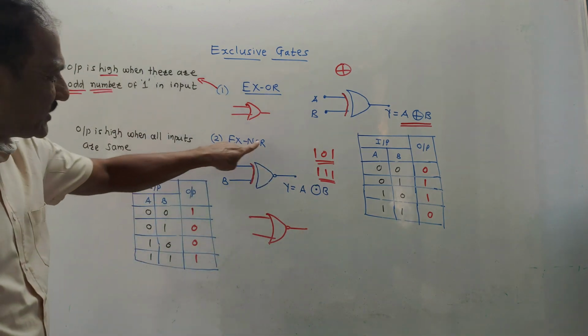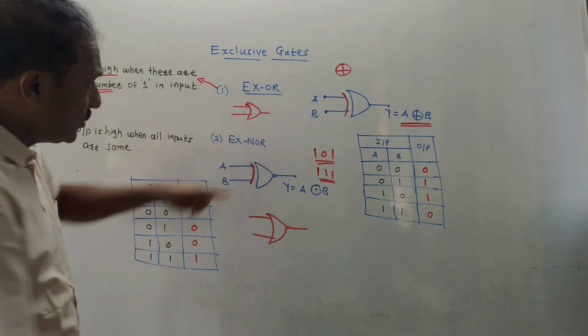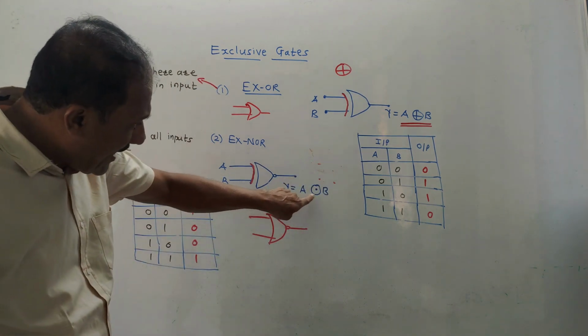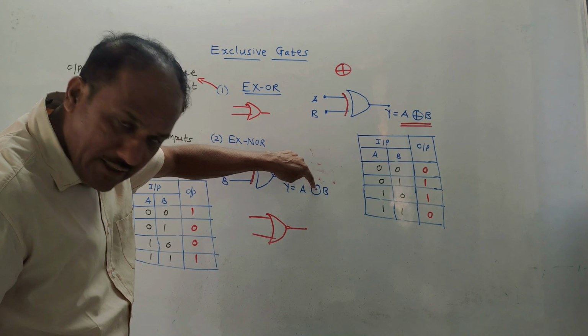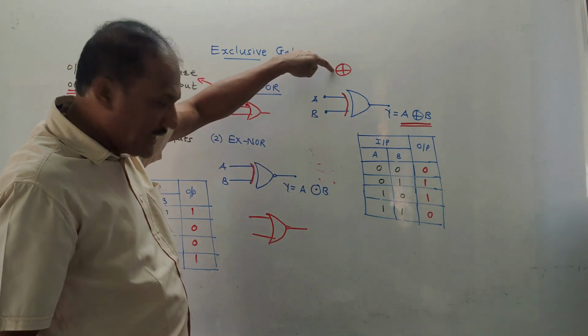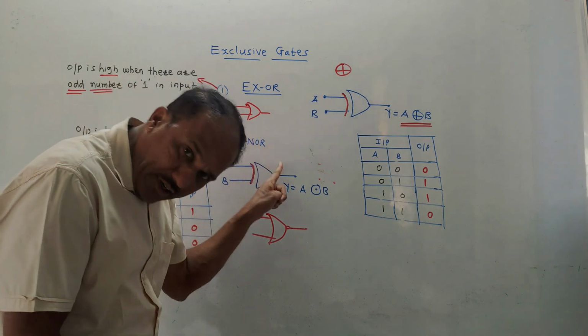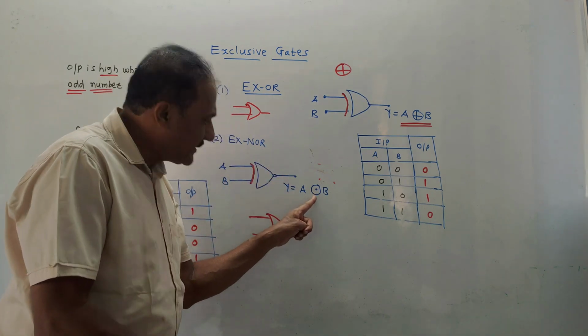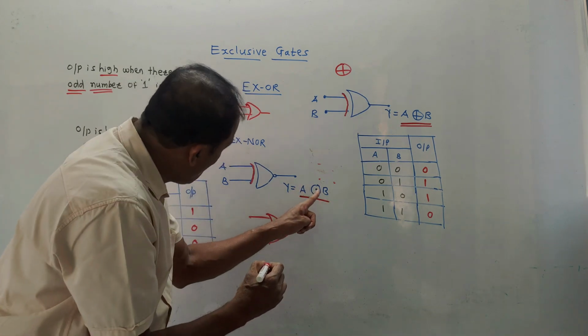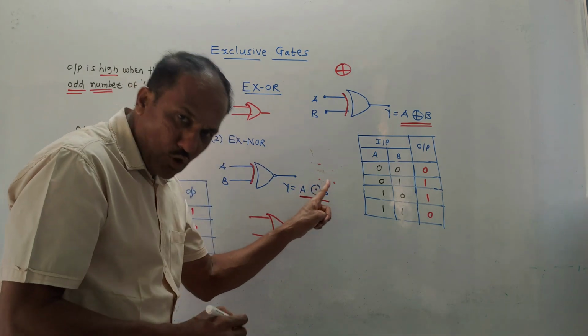It becomes the XNOR gate. Now for the XNOR gate, the output is represented by the symbol A, then draw a circle and mark a dot inside the circle. In case of the XOR gate, I marked a plus sign inside the circle. This is the XNOR gate, draw a dot inside the circle and B. So it is read like this, A XNOR B.